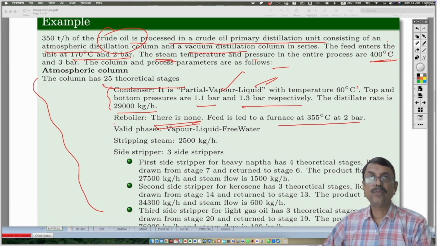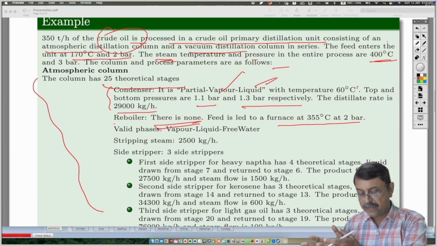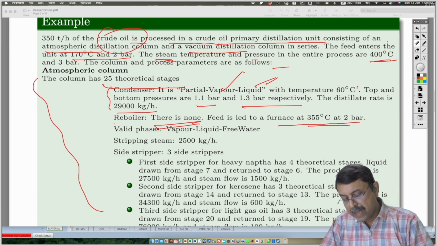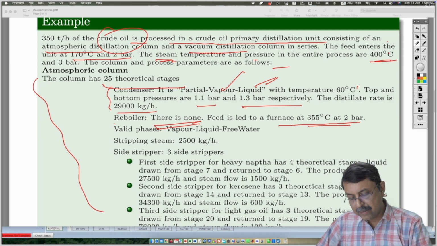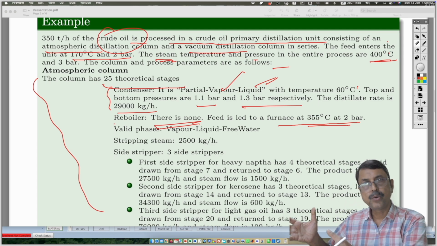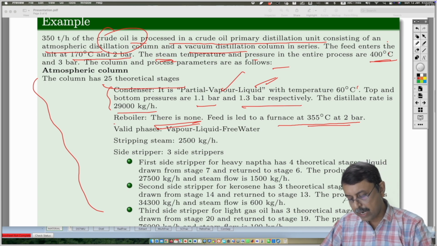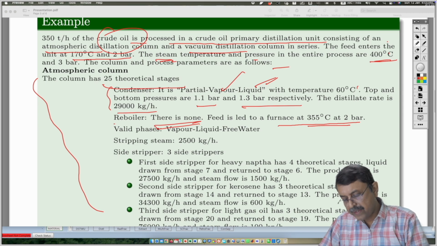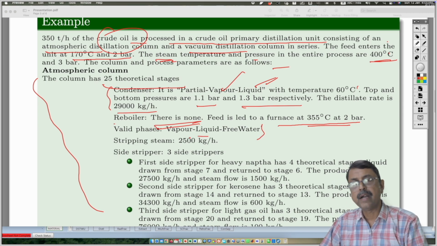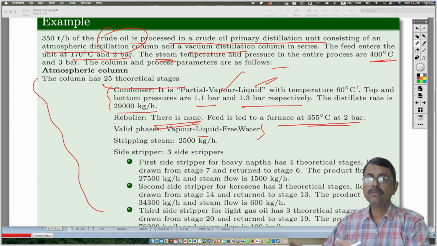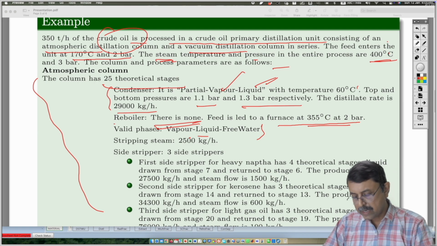As we have said, we have the option for the furnace to heat up our feed, and that feed will be given to the column. Okay, so the furnace is there at 355 degrees centigrade and 2 bar pressure. So the crude oil is given to the furnace, and that heated crude oil is fed to the atmospheric column. And here our valid phases are vapor, liquid and free water, because crude oil will also have some water component, so we have to get that water out through the free water stream.